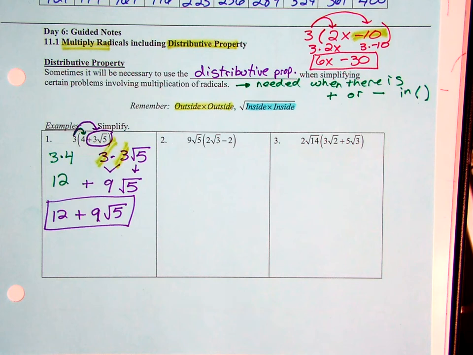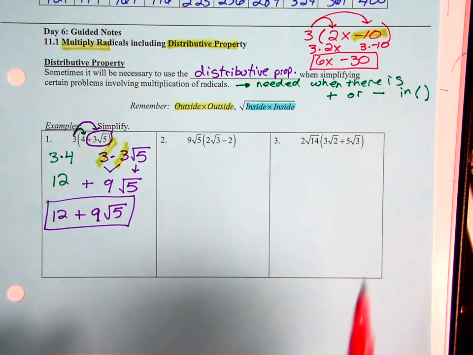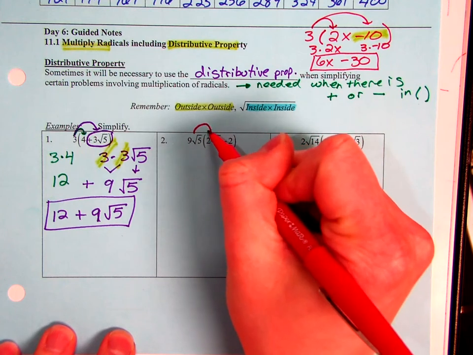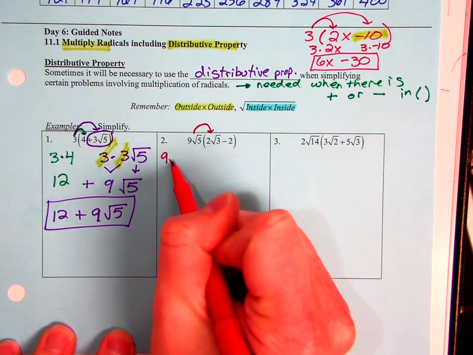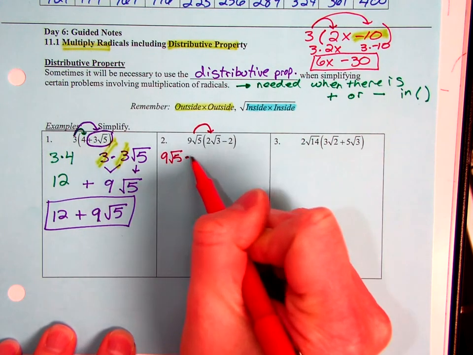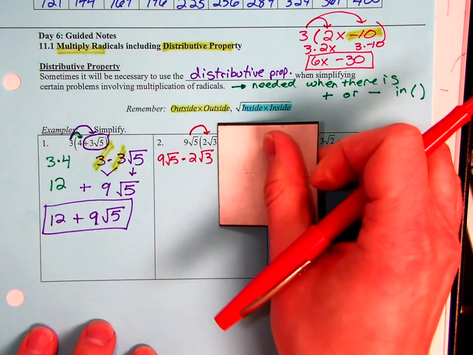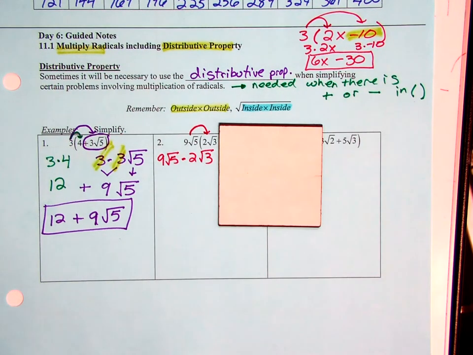So the next thing we're going to do is look at number 2. Again, I know I have to distribute because there's a subtraction sign in here. So the first thing I'm going to do is multiply the first thing, which is 9 radical 5, times 2 radical 3. And now I'm going to cover up the rest of this because it doesn't even matter right now. That's the only thing that I'm focusing on.